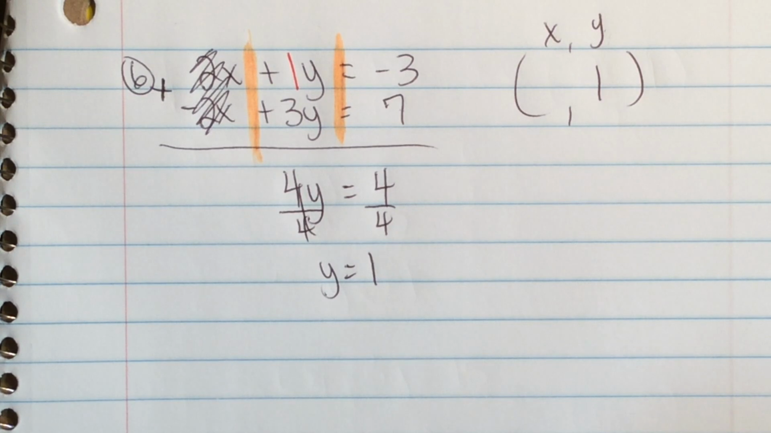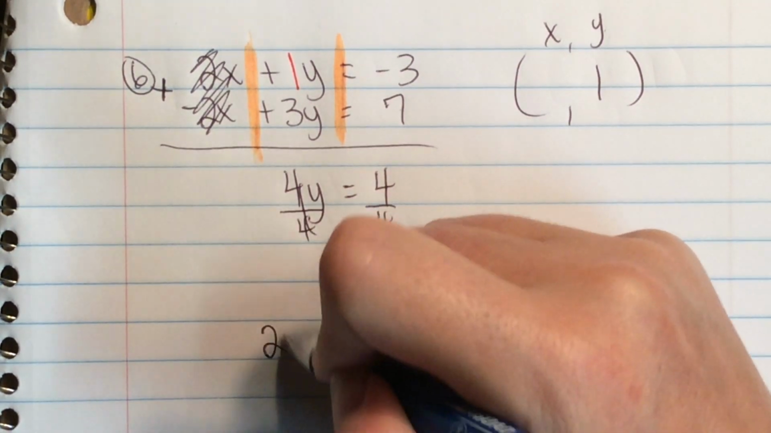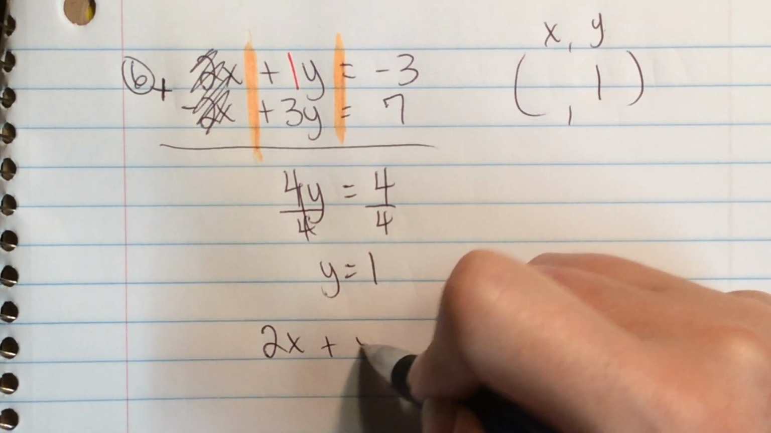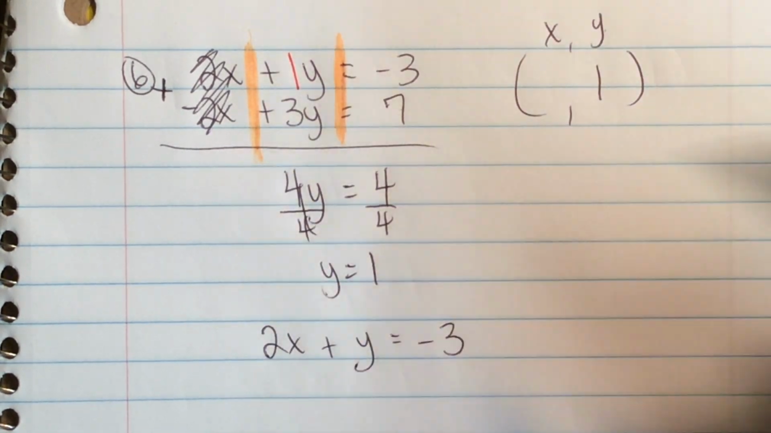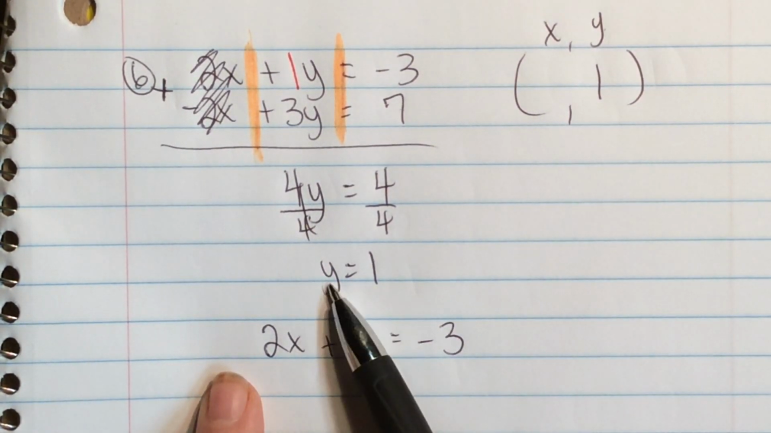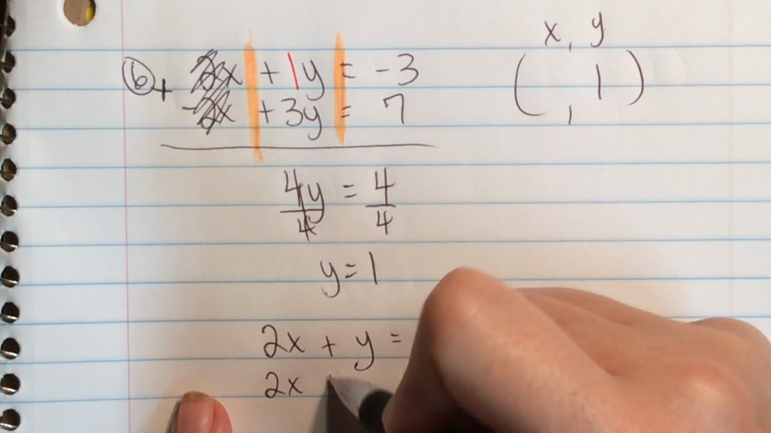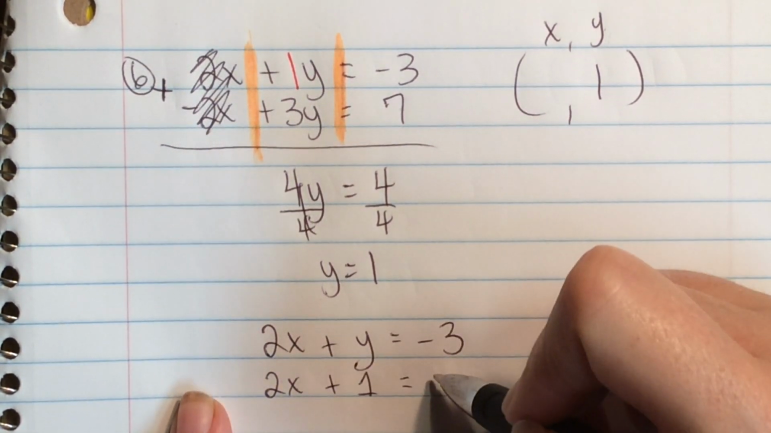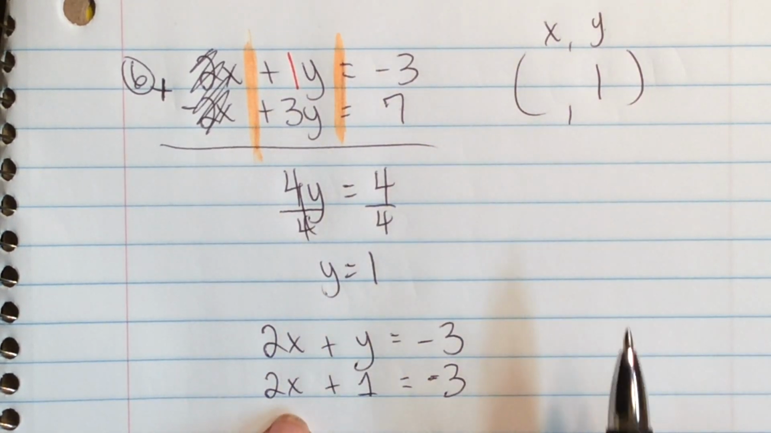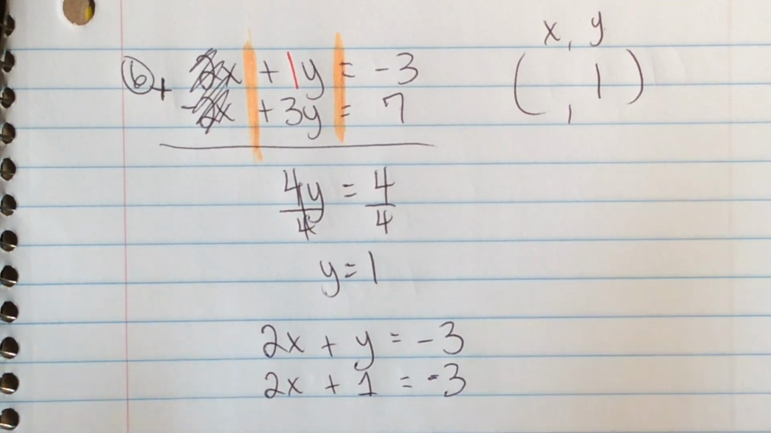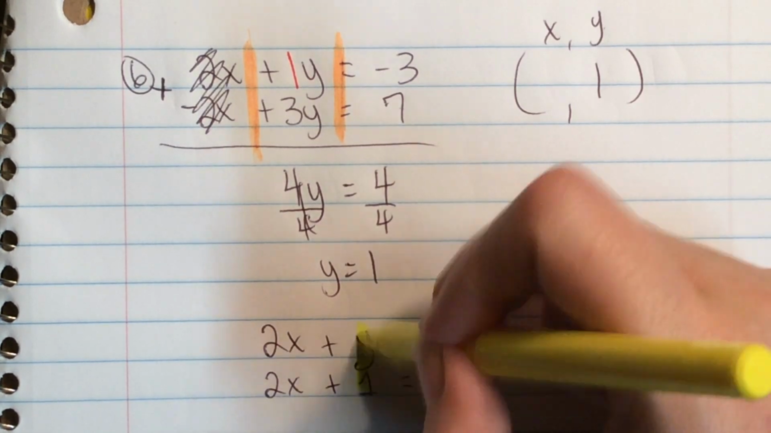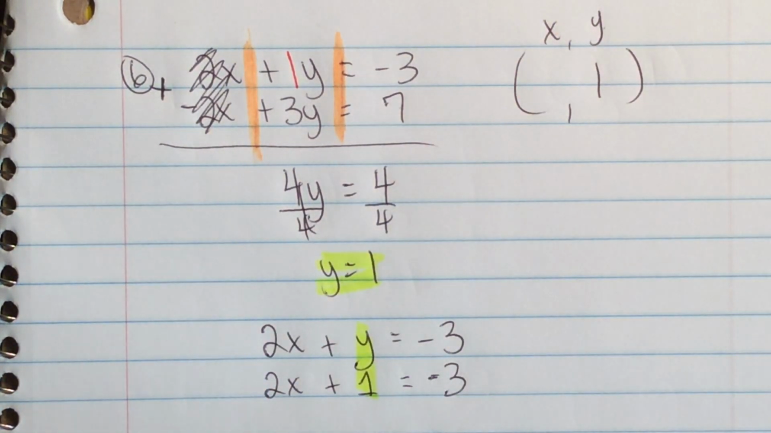Looking at the equations, it looks like the top one's easier, so I'm going to use that. I always try to make it easier on myself. There's no reason to work harder than you have to. Okay, so instead of putting a y, I'm going to put a 1. Notice that nothing else changes except for this, and that's because y equals 1.